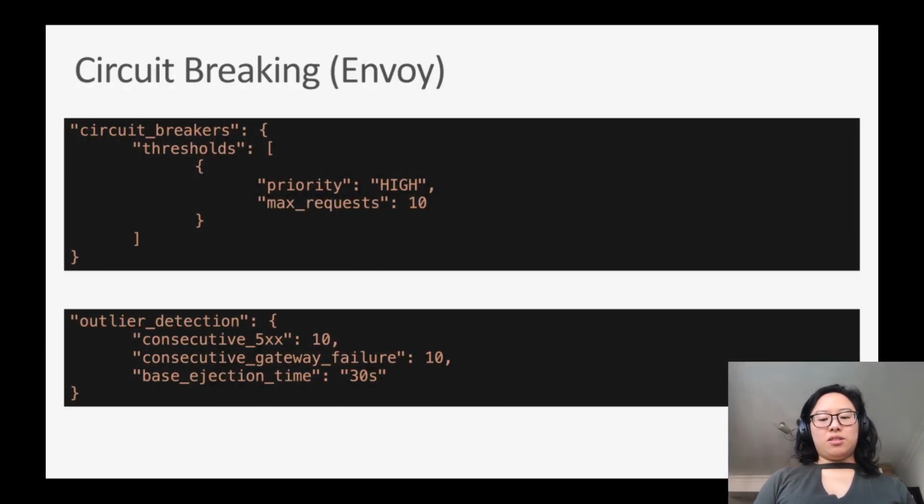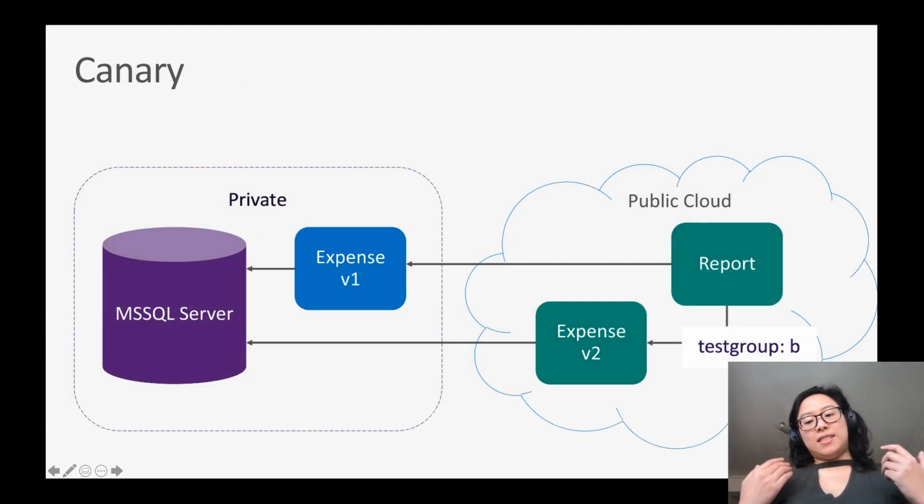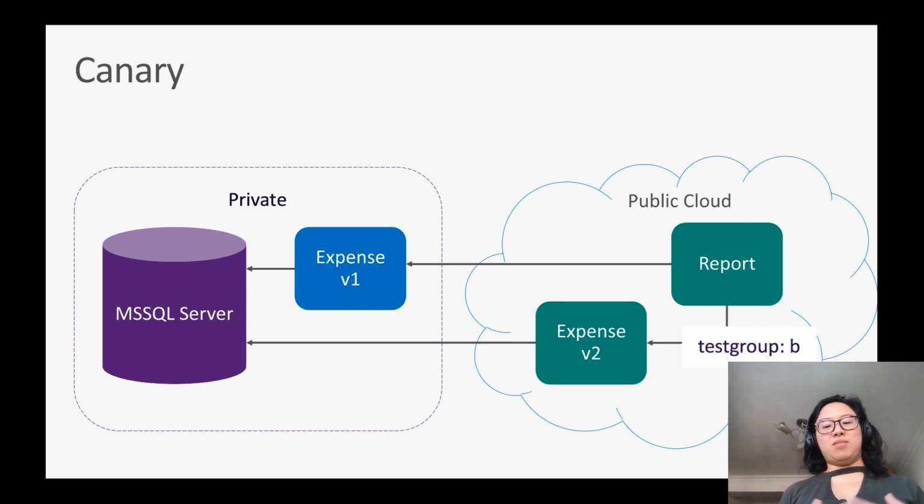So let's actually go to something that's even more traffic shaping related, right, which is Canary. Let's say I have my strangler pattern here, and I want to test if version 2 of expense, which is my new shiny expense application microservice, is good to go. It actually works. So maybe I want to canary and say, okay, let me only test it with a certain group of people. Or I only want to test it with a header, right?